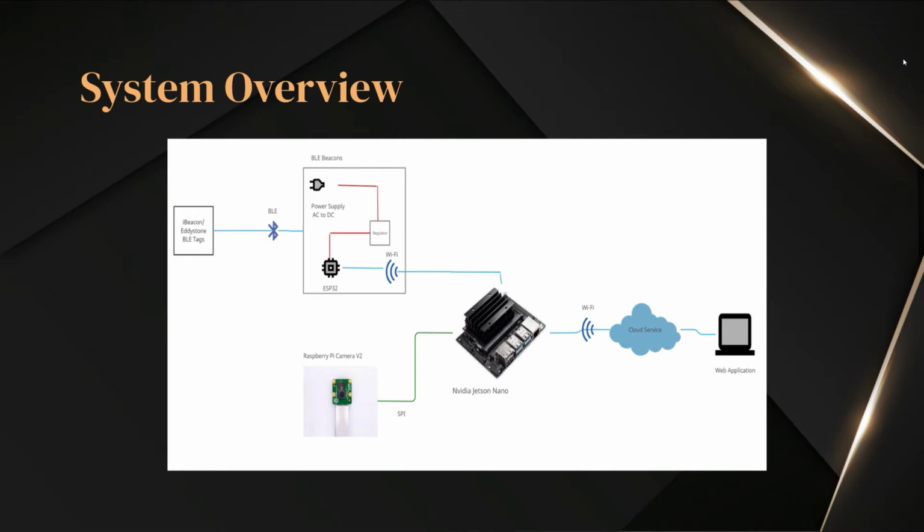Here we have the system overview diagram, and on the left we have a Bluetooth Low Energy, or BLE, tag that will ideally be held by the individual entering the secure location. This tag will communicate using Bluetooth to several beacons throughout the location, and each beacon will use Wi-Fi to then send that location data to our Jetson Nano, where the information will be processed and sent to the web app.